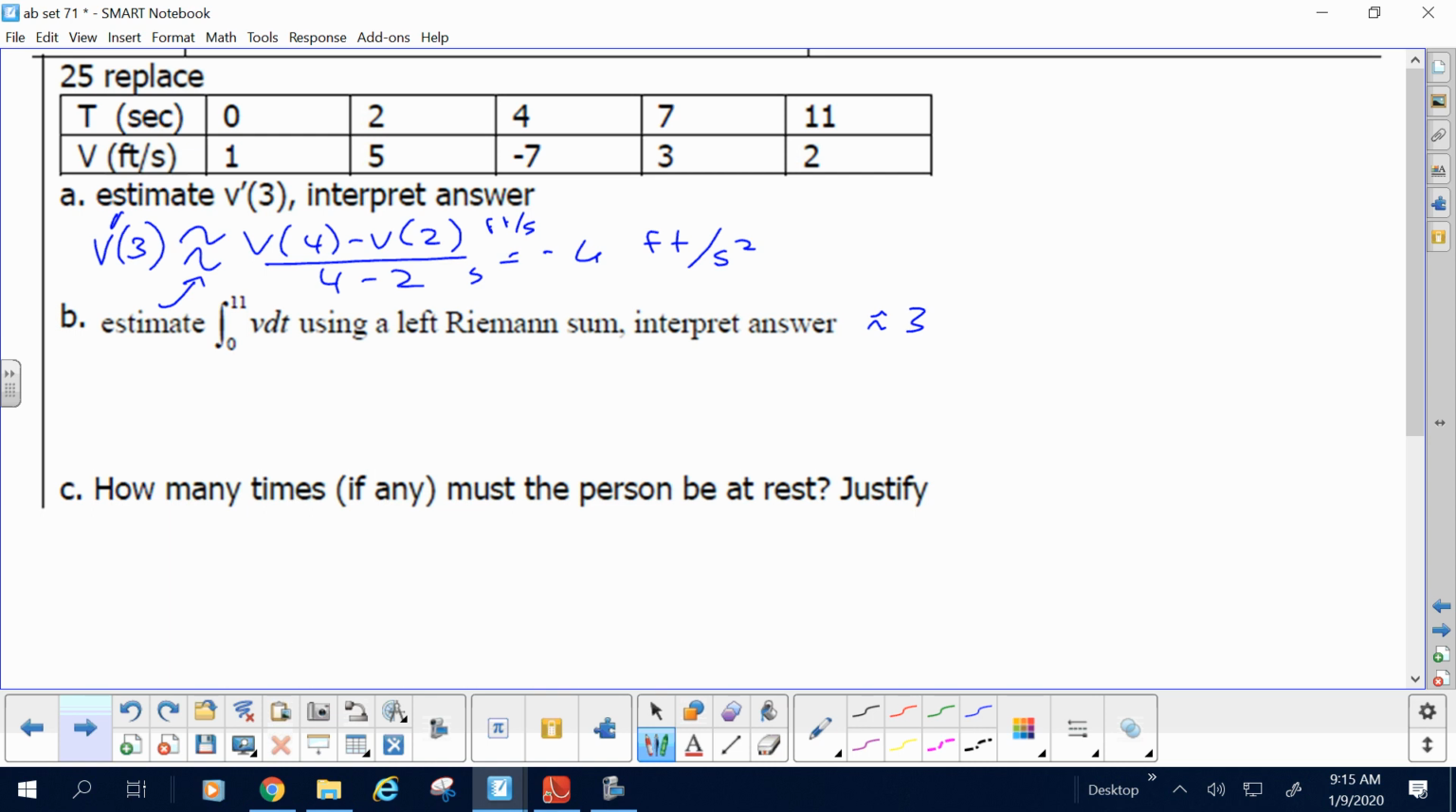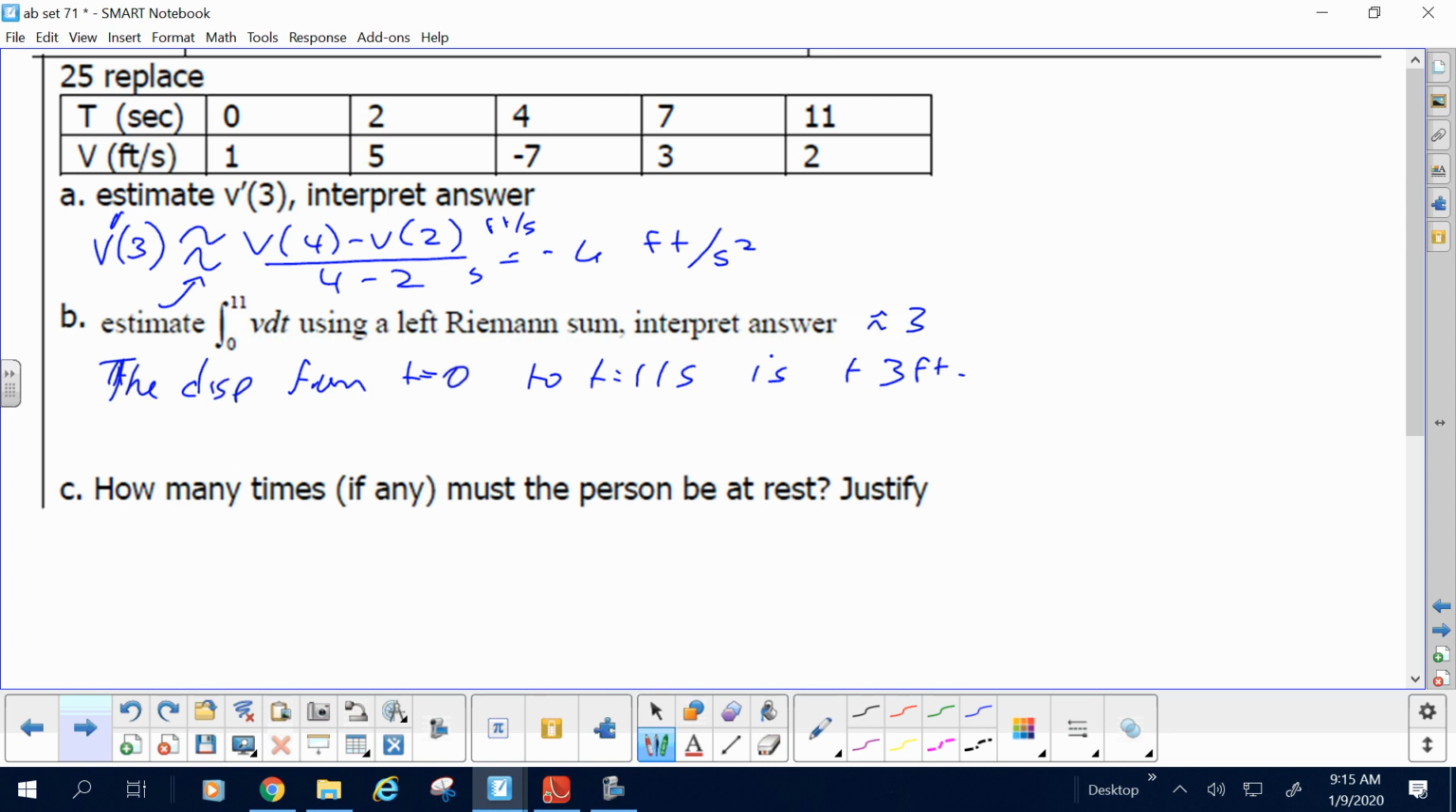And the meaning of that is, what do you get when you integrate velocity, allowing for right and left movement? Is that distance or displacement? That's displacement. The displacement from time 0 to time equal 11 seconds is positive 3 feet. You could maybe say it even better by saying at time equal 11 seconds, the thing is 3 feet right of where it was, or 3 feet forward of where it was.